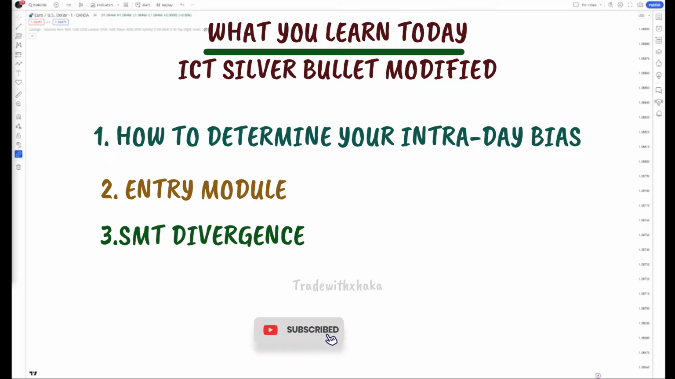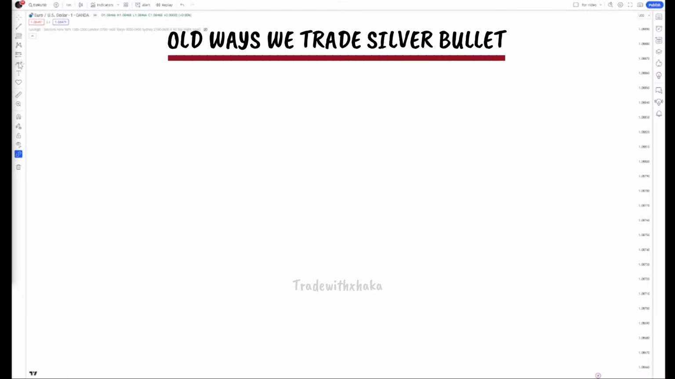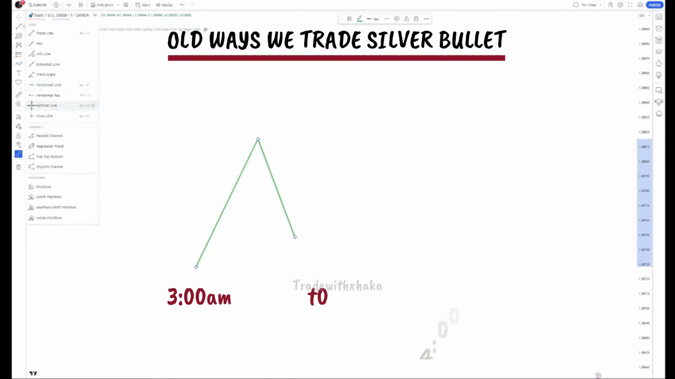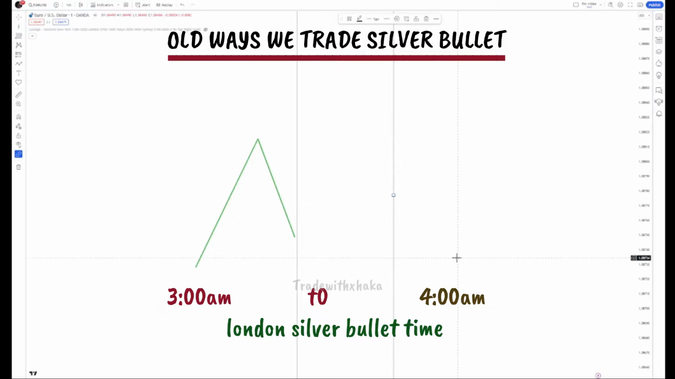So before we start, let's give a quick recap on the old silver bullet strategy, how it works. And we all know that this is where we trade silver bullet the old way when we see markets move high and low, and we are heading to 3 o'clock a.m. That is London session silver bullet time, 3 o'clock a.m. to 4 o'clock a.m. New York time. So here is 3 o'clock a.m. and here is 4 o'clock a.m.